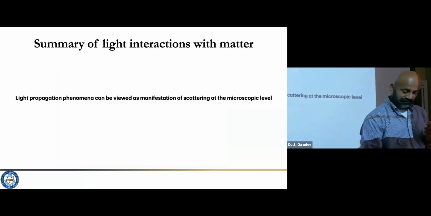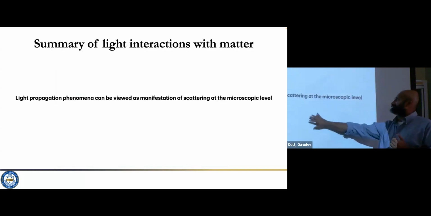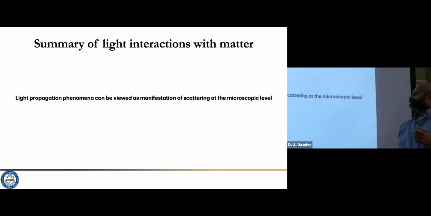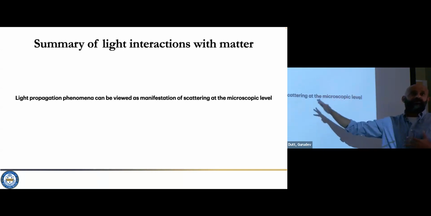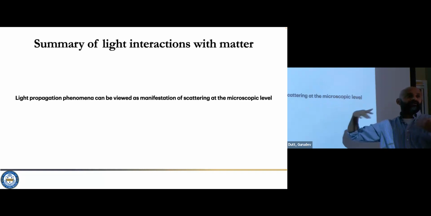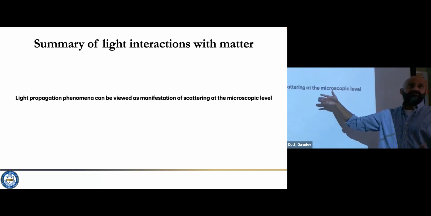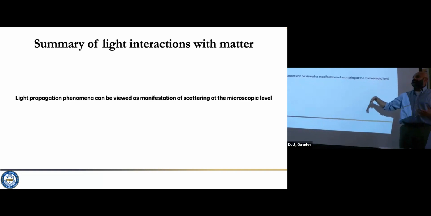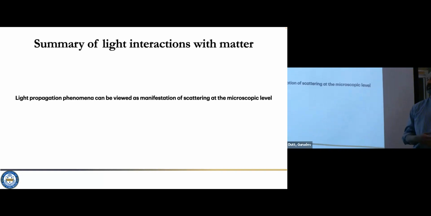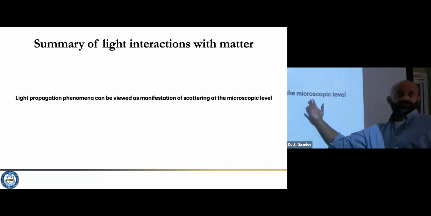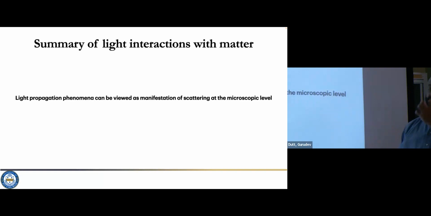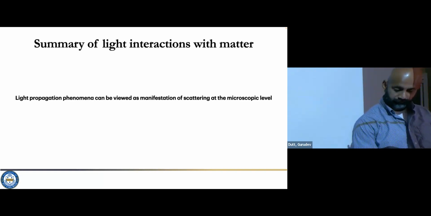Okay. So I will just conclude our discussions of light interactions with matter with this statement again. I make this statement again, and hopefully by now I've made it clear or more believable to you that all of the light propagation phenomena that we have discussed, whether it's the color of the sky, whether it is the fact that there's an index of refraction, whether there's absorption, whatever, all of this can be viewed as a manifestation of scattering at the microscopic level.